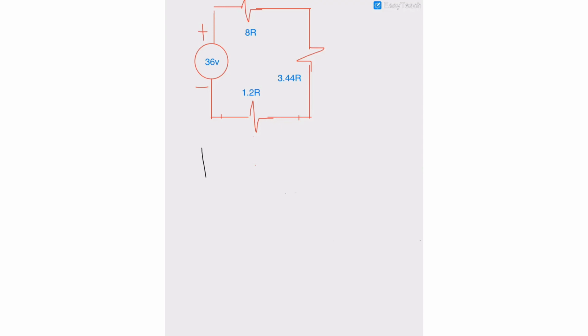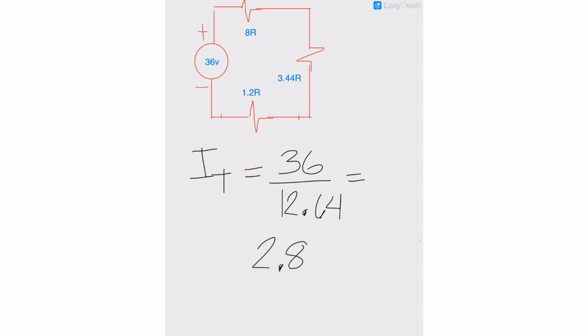Therefore, the I total, using Ohm's law, IT is equal to V over R, which is 36 divided by 12.64, which is again equal to 2.85 amps. That is the answer for the first question, which is the IT.